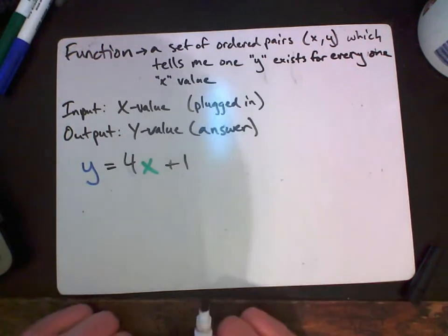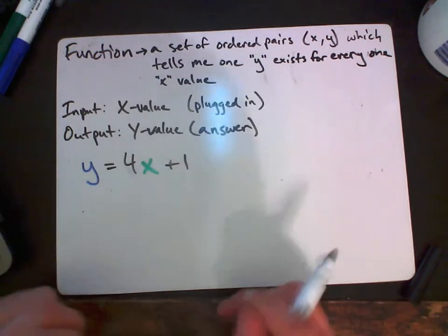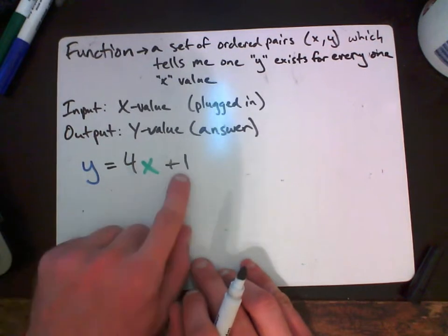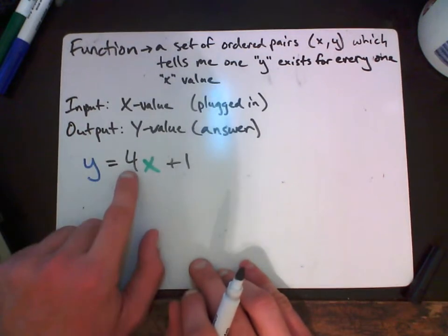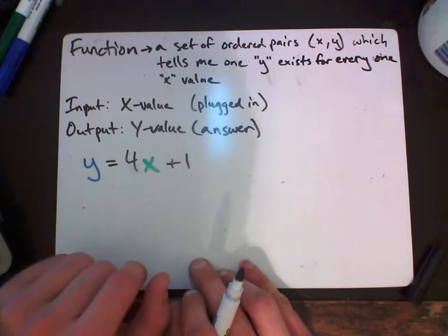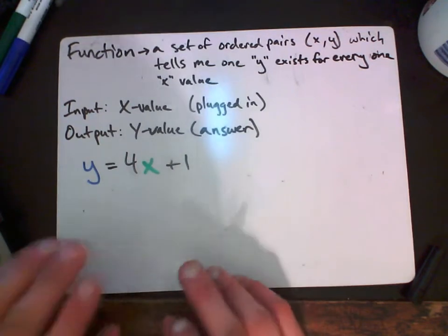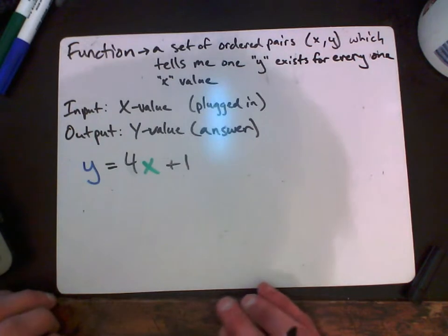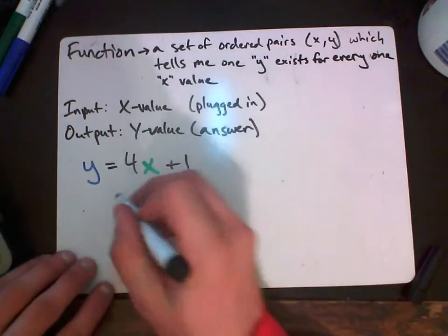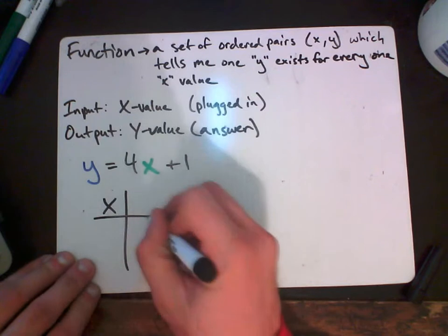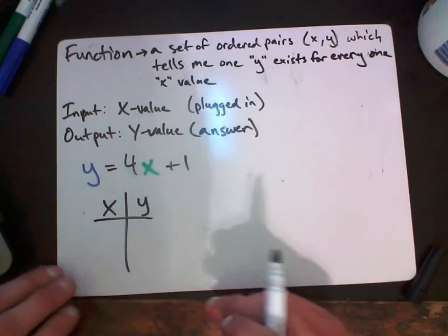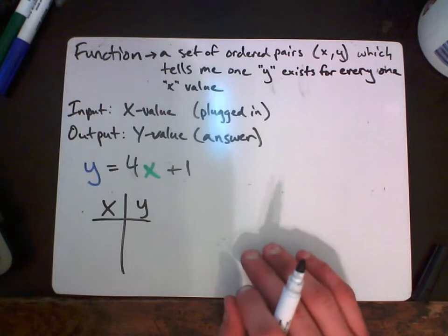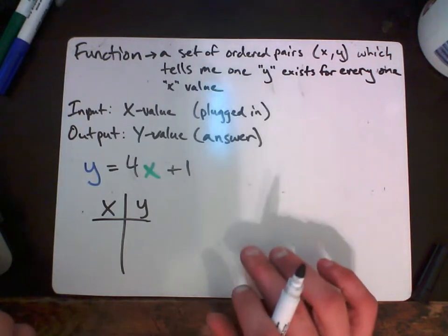A couple things are going to happen. Got my function. Got my input value, got my y value, got my constant, got my slope. We'll get into that later. Let's see what happens. I'm going to make a nice little x and y chart. This is just a more organized way of giving me data.